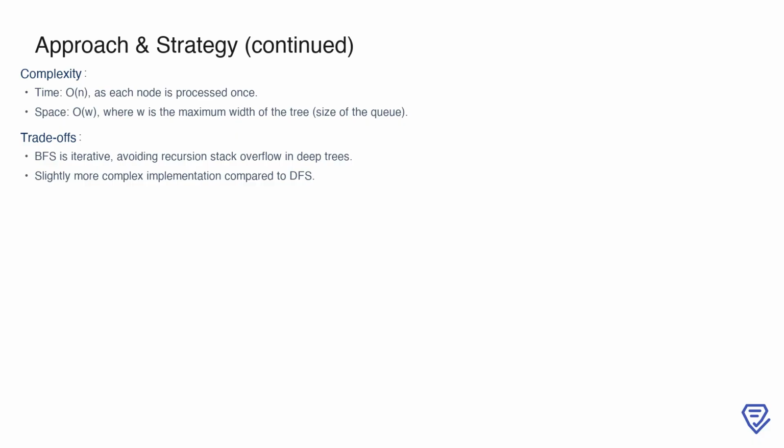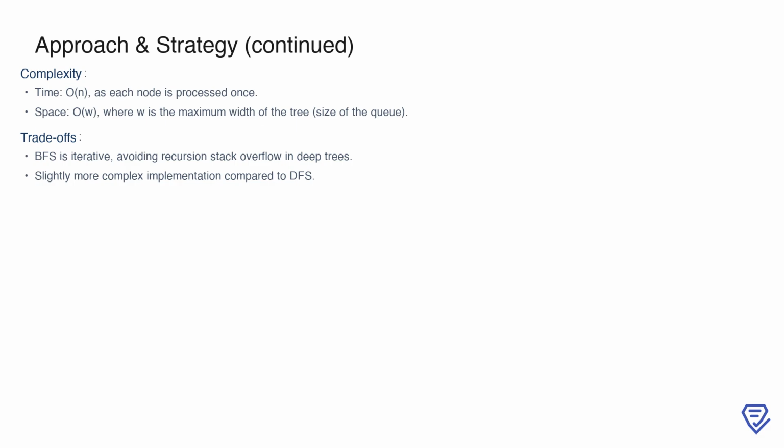However, the space complexity depends on the maximum width of the tree, represented as O(w), where w is the size of the queue. This makes BFS particularly advantageous for very deep trees, as it avoids the risk of recursion stack overflow. On the other hand, the iterative nature of BFS can make implementation slightly more complex compared to DFS. Additionally, the memory usage in BFS can be higher in cases where the tree is very wide. In contrast, DFS with integer accumulation typically has a smaller memory footprint, as the recursion stack is often less demanding than the queue used in BFS.